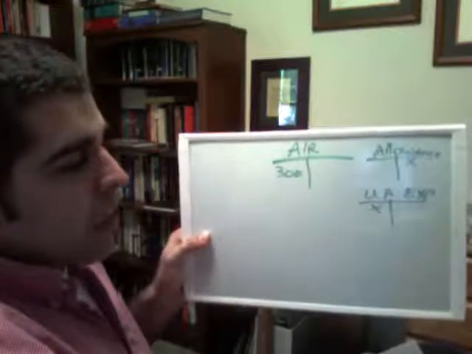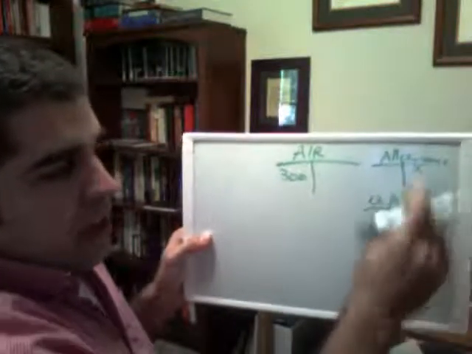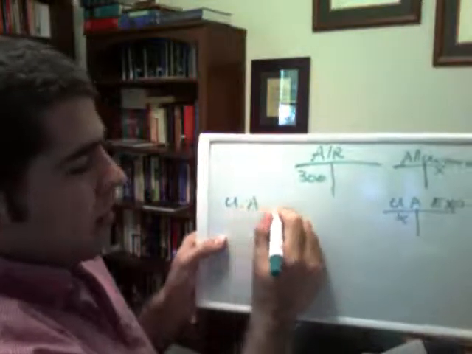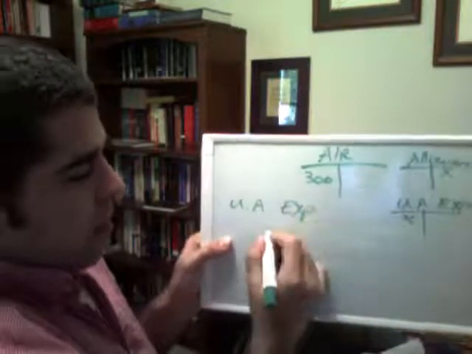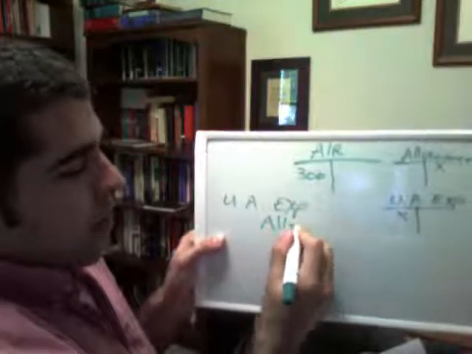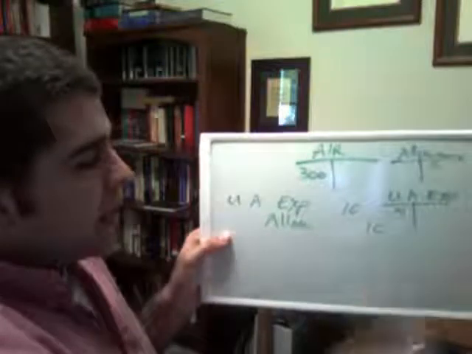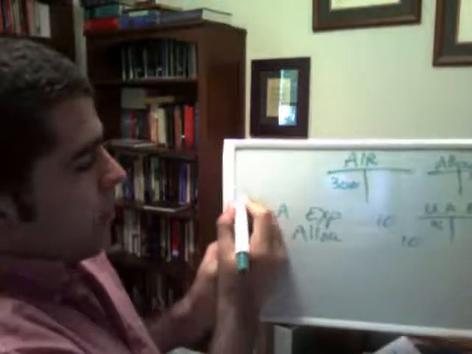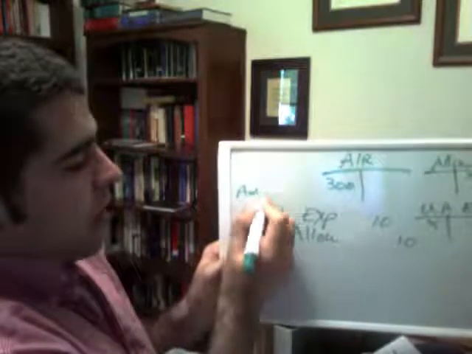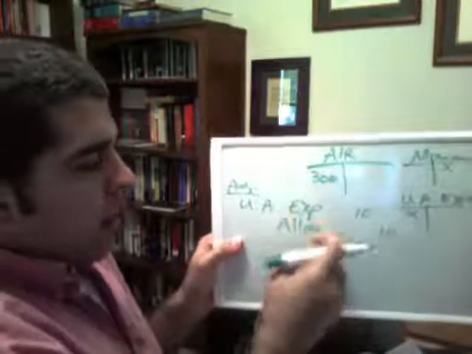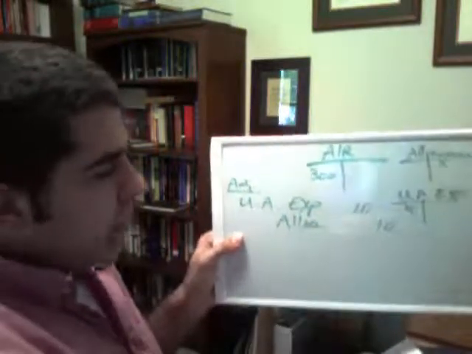So whenever we set up our allowance, this is our entry here. We debit the uncollectible accounts expense, and we credit allowance. We'll put 10 in there for the time being. Okay, that's our entry. So this is basically an adjusting entry. At the end of the period, we're going to make an adjustment based on what we'll get into in a minute, how we calculate that.